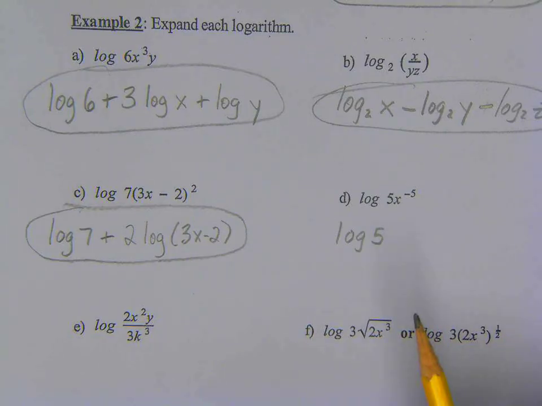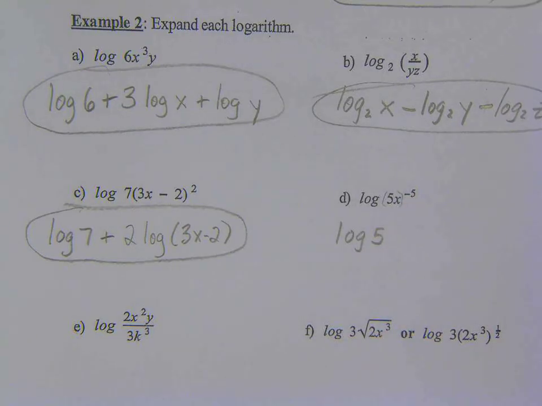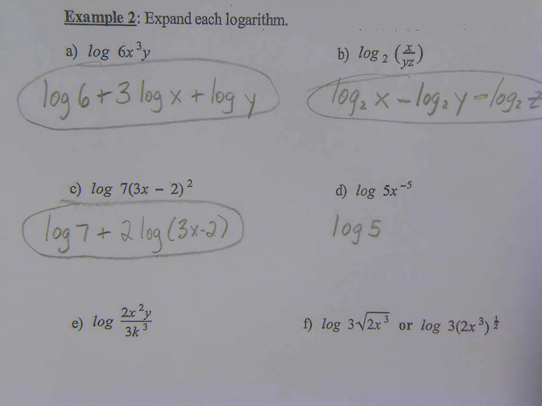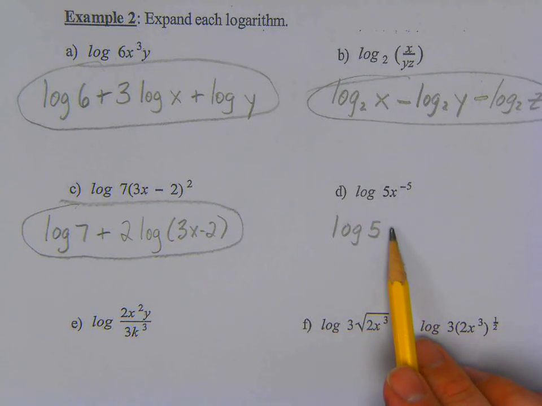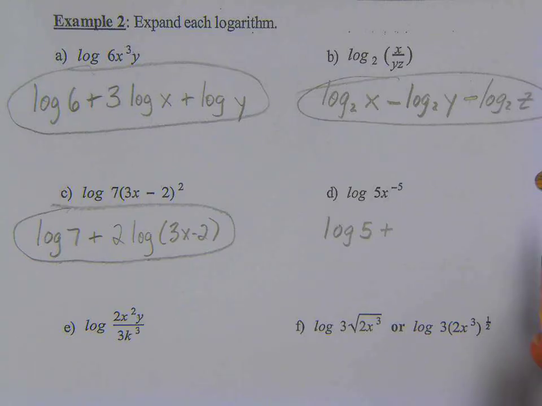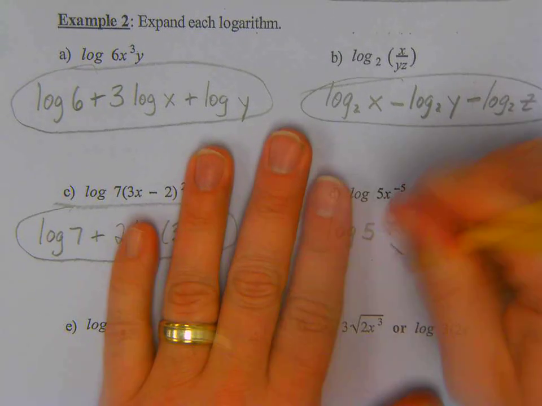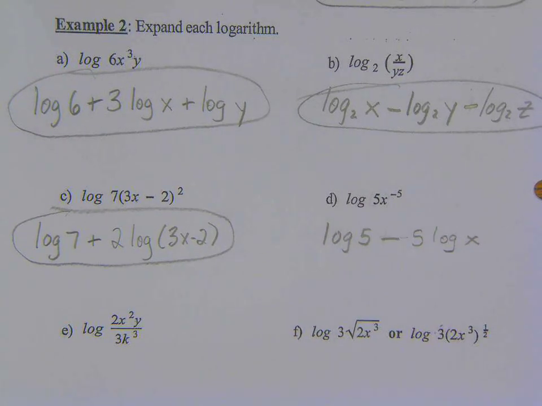So here's the thing. He said, I thought the negative 5 would go in front. It would if it was like this, because then that negative 5 would be on the whole thing. The negative 5 is only on the x. So this is kind of itself, log 5. And then what would I put next? I could put a plus, but then what would I do? Negative 5 log x. So I would just write this as minus 5 log x.